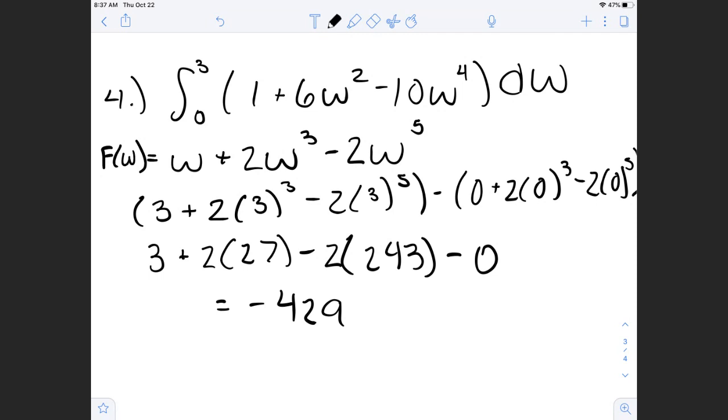Then I plugged in the first number, which was 3, and I subtracted by plugging in the next number, which was 0. After that, I simplified, and I ended up with 3 plus 2 times 27 minus 2 times 243 minus 0, and I ended up with negative 429. Okay, looks good. All right, thank you.